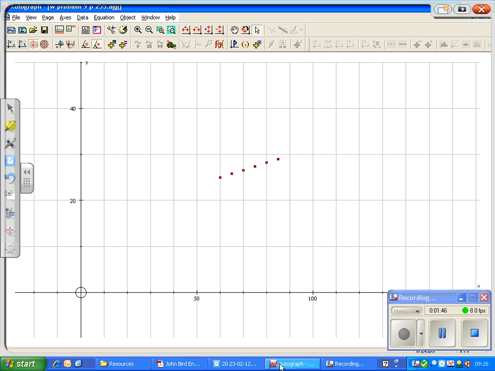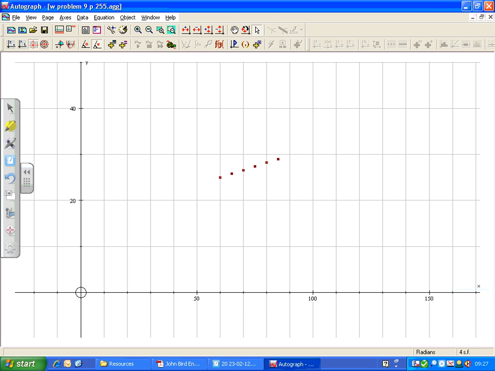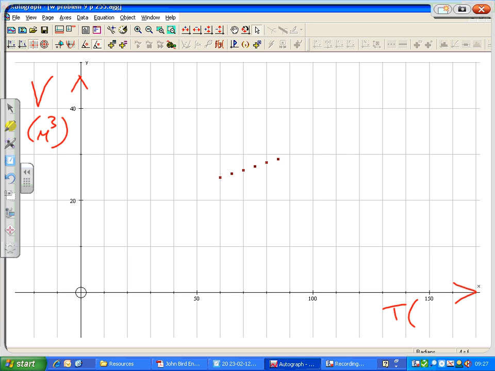I'm going to use the software to do it in a minute, but what we have here is a set of data points, and I'm plotting up here on the y-axis, for this particular question taken out of the textbook, the volume in cubic meters of a gas. And along here, we're plotting temperature in degrees centigrade. We find that as the temperature of the gas increases, the volume increases, it expands. And it looks like it's a linear relationship.